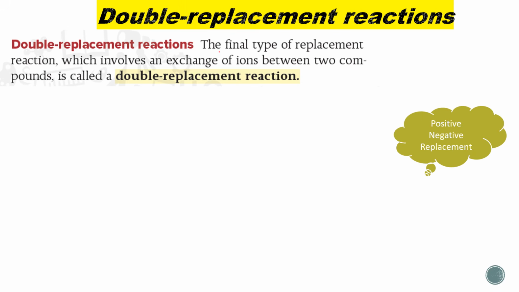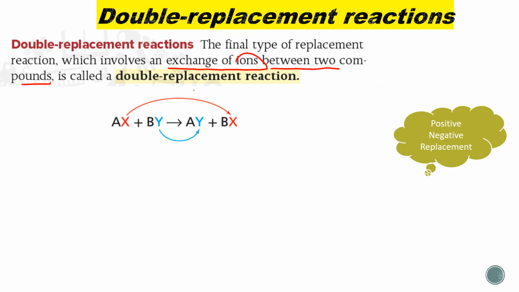So double replacement reactions is the final type and involves an exchange of ions between two compounds. So look here. What do we mean by exchange of ions? Usually these two compounds are ionic compounds. What do we mean? We mean that you have A plus and X minus, and here you have B plus and Y minus.